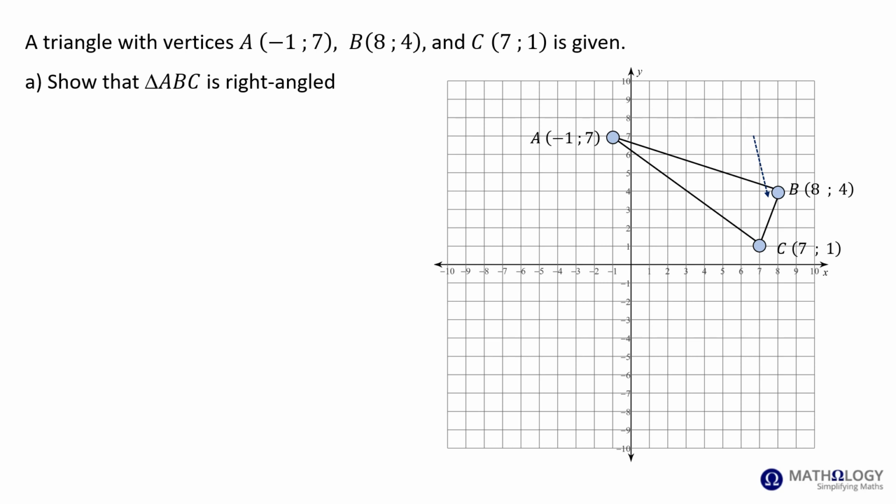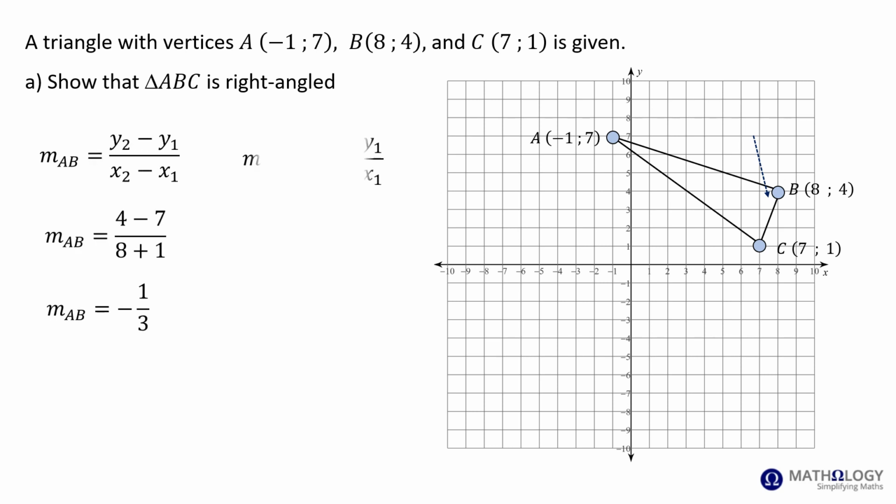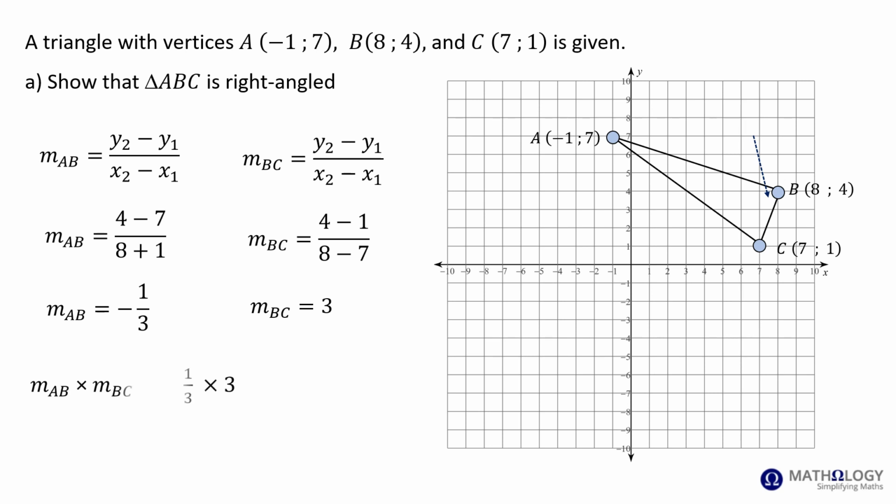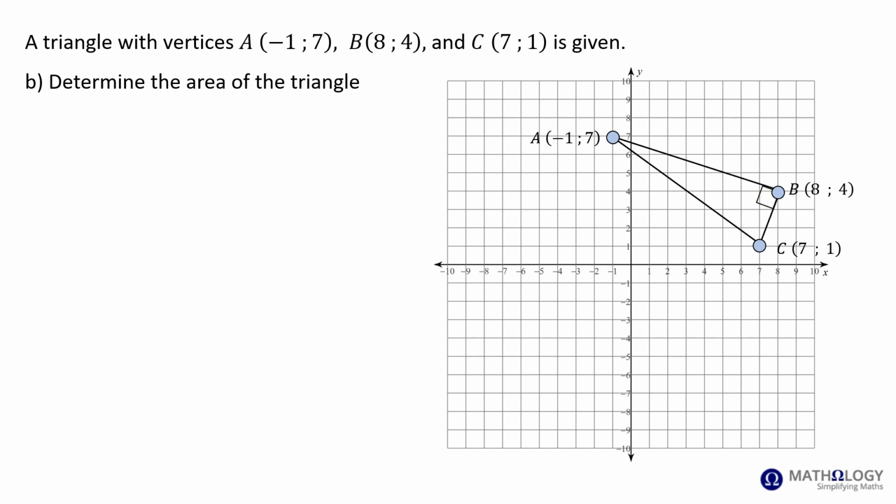calculations. To show that angle ABC is a right angle, we will first determine the gradient of AB, and the gradient of BC, and then show that the product of these gradients equals -1. The gradient of AB equals -1/3, and the gradient of BC equals 3. The product of these two gradients equals -1, so we can now state that AB is perpendicular to BC, and therefore triangle ABC is right-angled.